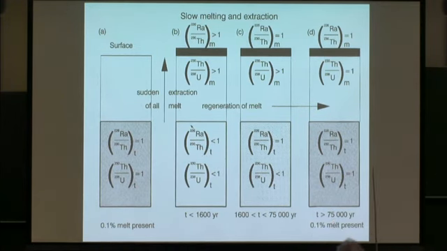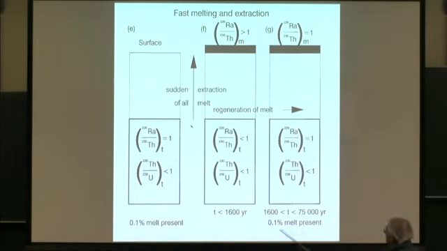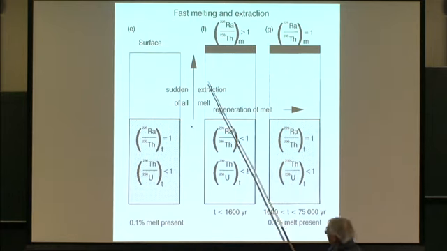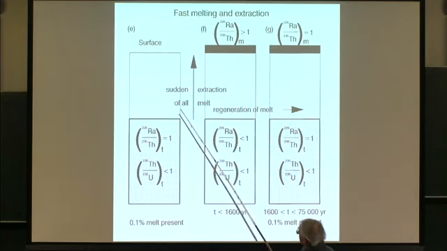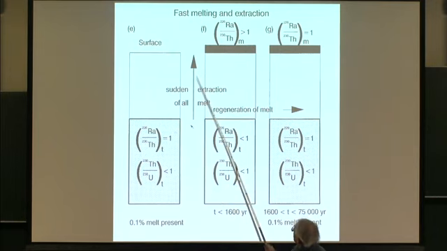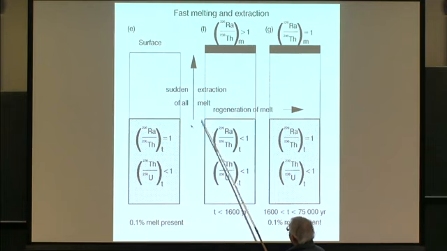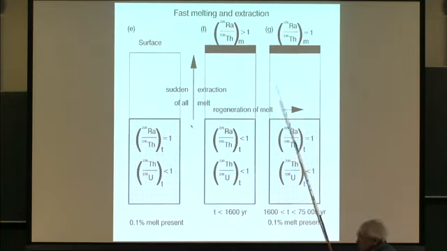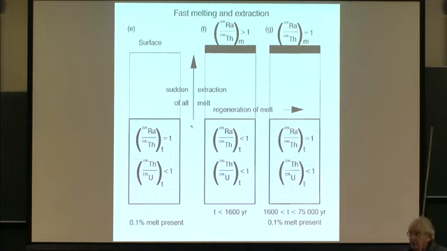And the result of doing that depends then on whether you let the thing regenerate. If you suddenly extract all the melt, if you extract too quickly, you don't have time for the ingrowth to occur, and that you can also tell. So you've also got information about how quickly you are actually extracting stuff from its source region.